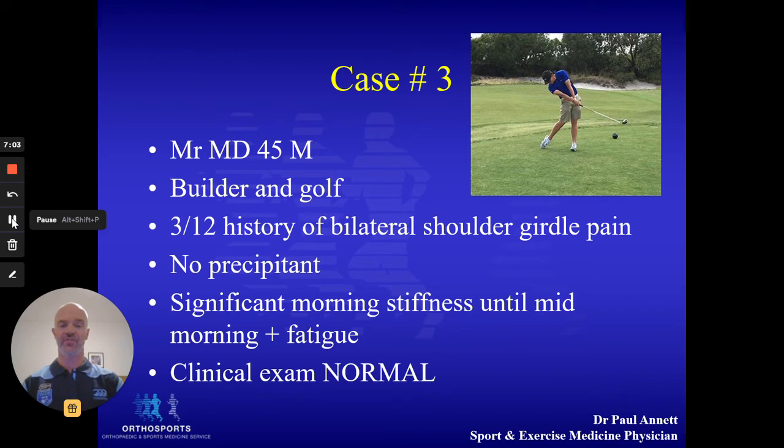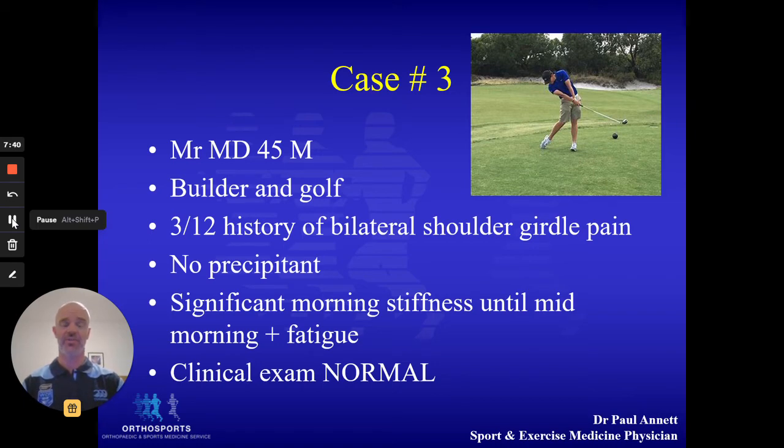The next case is Mr. MD, a 45-year-old fellow who is well known to me as both a builder and a golf player. He was actually seeing me for a coexistent meniscal tear with a strong history of trauma, although at the same time he mentioned a very non-specific 3-month history of bilateral shoulder girdle pain with quite a significant period of morning stiffness, at least until mid-morning, and a feeling of generalised fatigue. There was no precipitant to this, and he's been able to continue on with his normal activities, including building and golf.